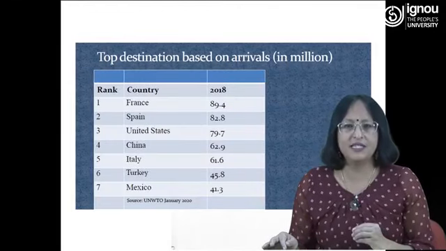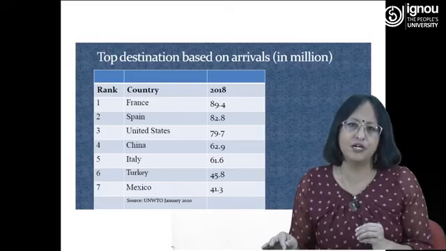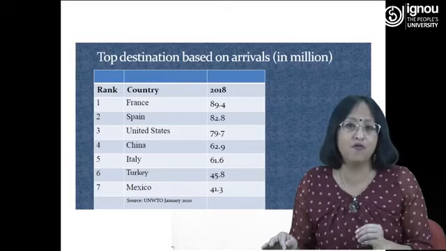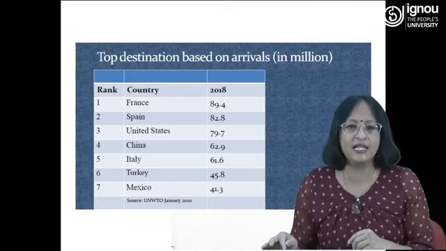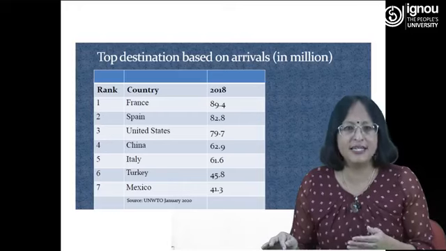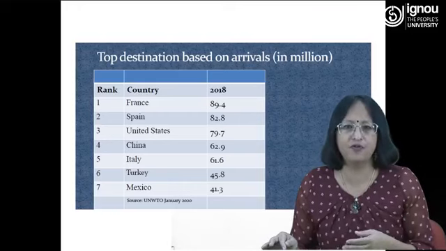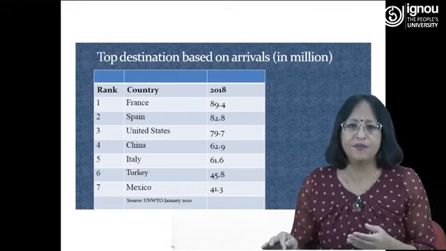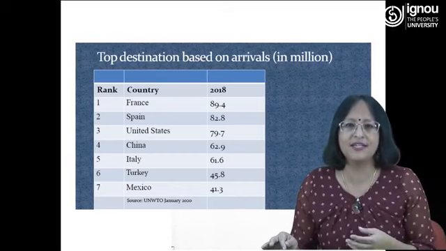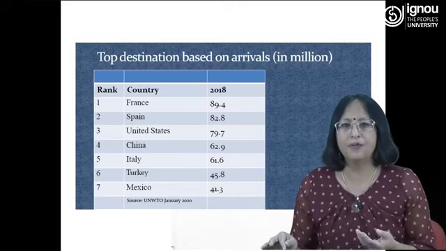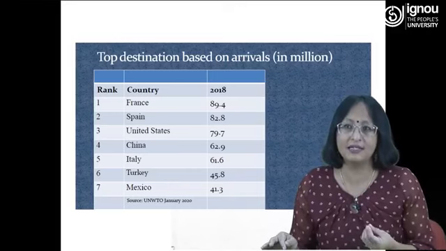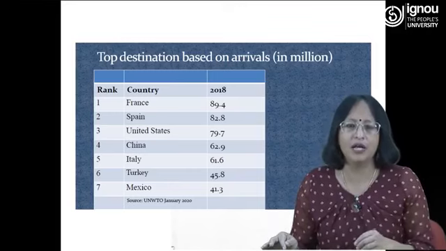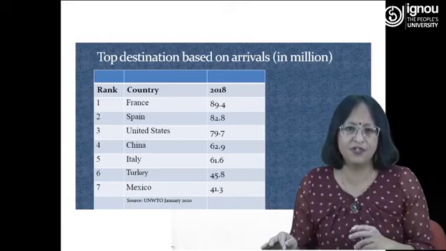France receives the highest number of tourists, 18.4 million in 2018, followed by Spain and the United States. China is in the 4th position. Then Italy and Turkey. Very surprisingly, Turkey is a small country, but the number of tourists it attracts puts it in the 6th position in the whole world, and Mexico is in the 7th position.